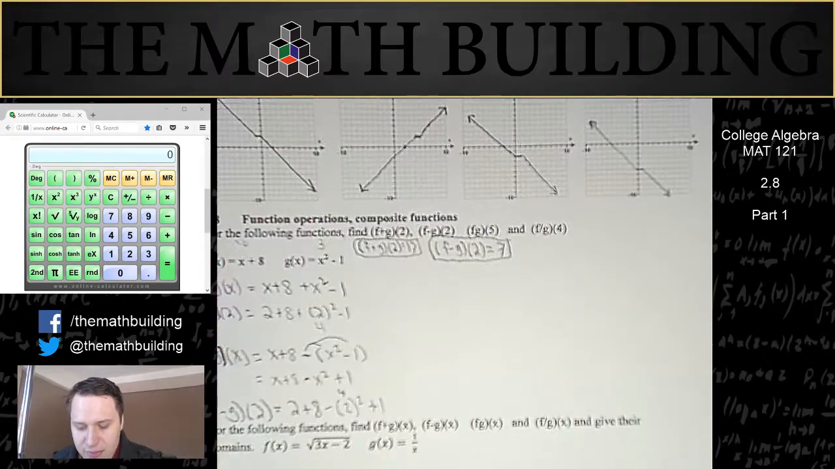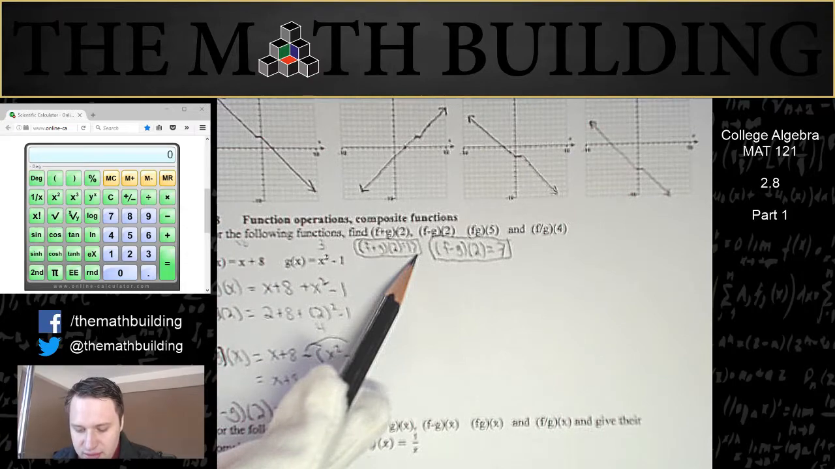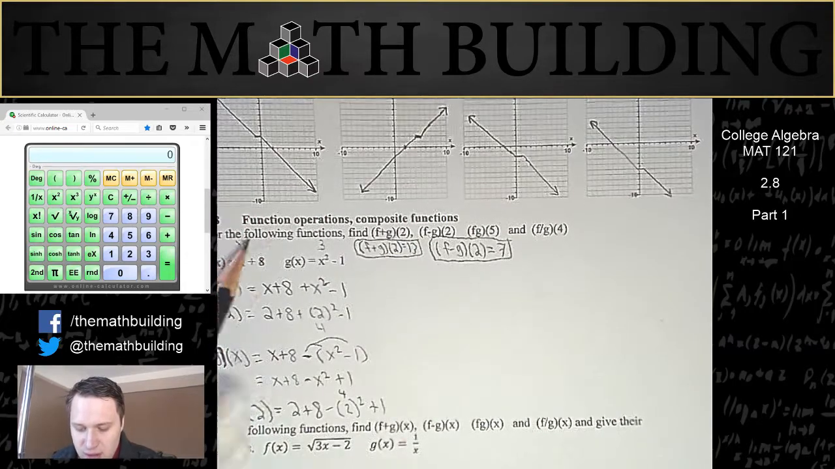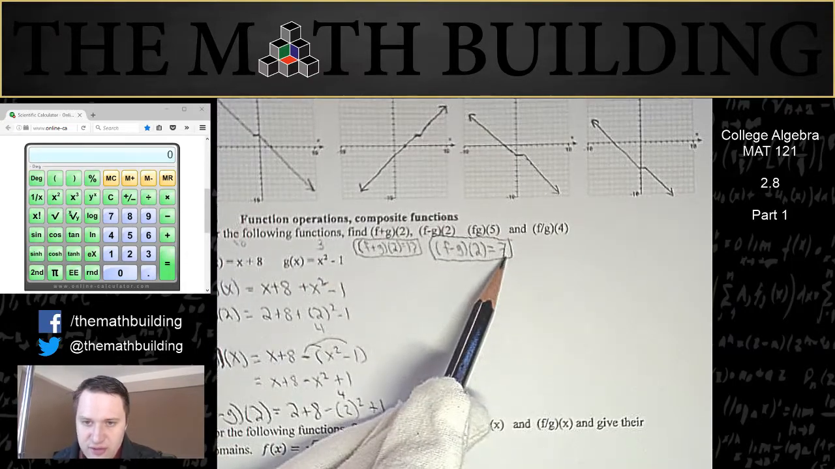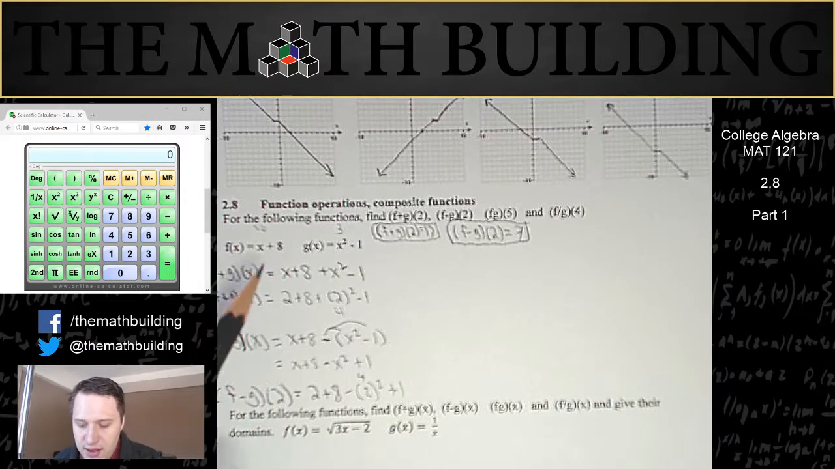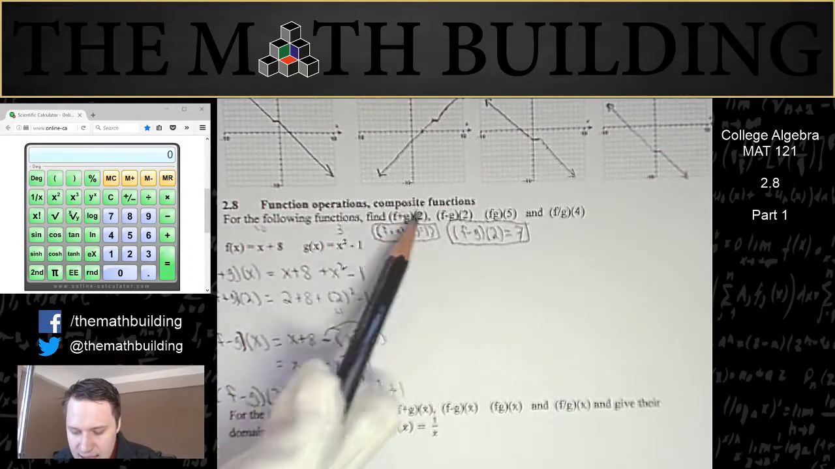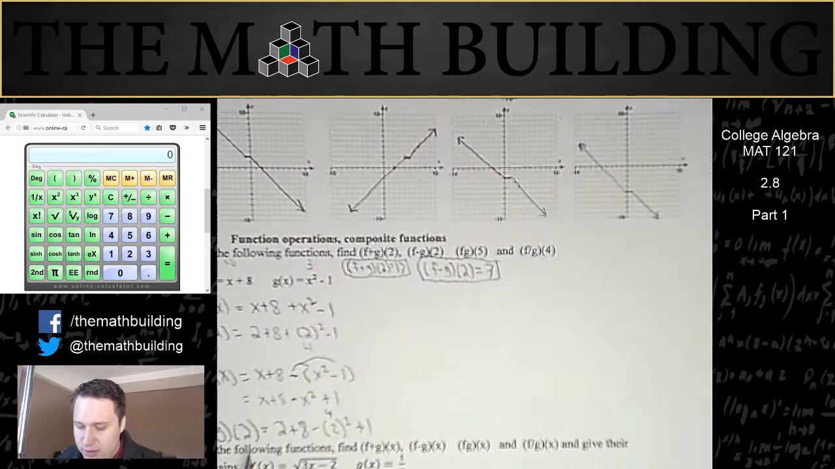Then if I found f plus g, 10 plus 3 is 13. If I found f minus g, 10 minus 3 is 7. So that's another way of doing it if you want: plug in the values into the functions and then add or subtract, multiply or divide based on what you need.